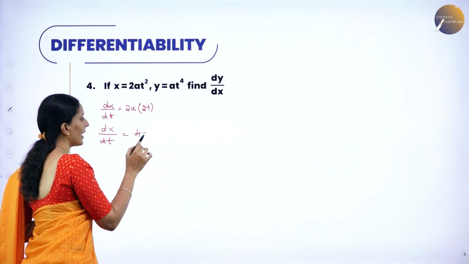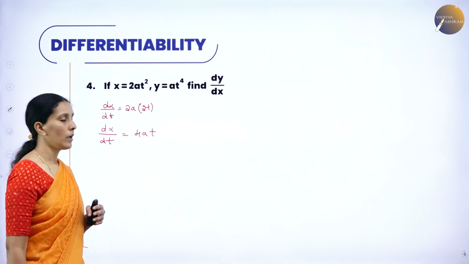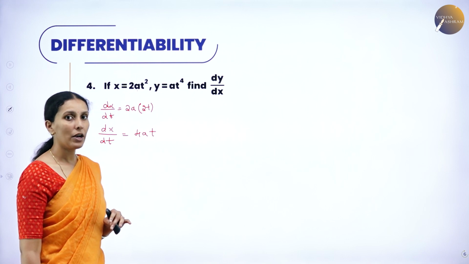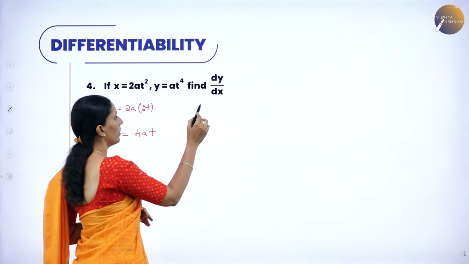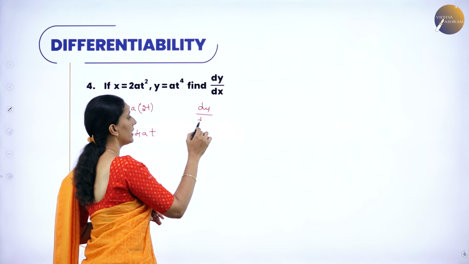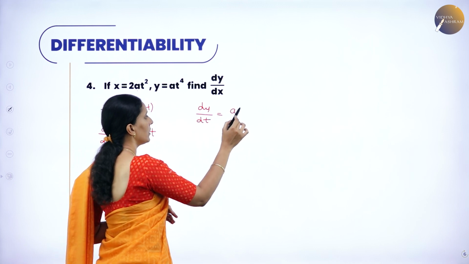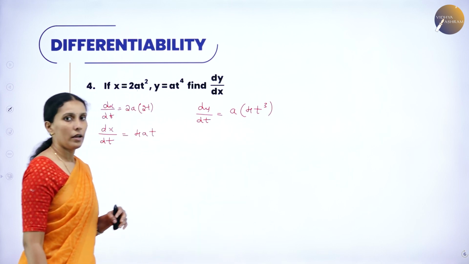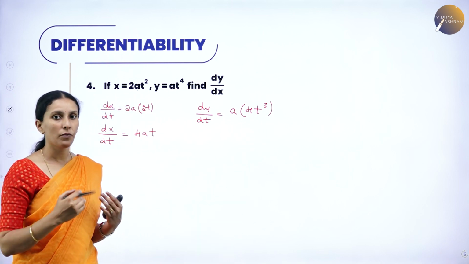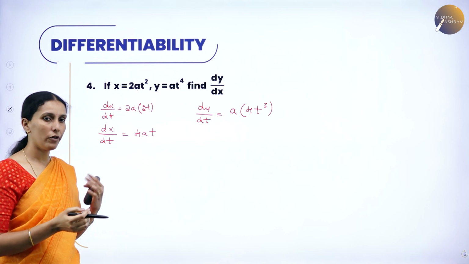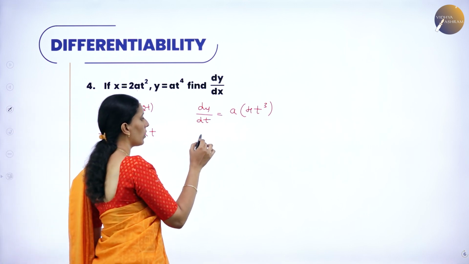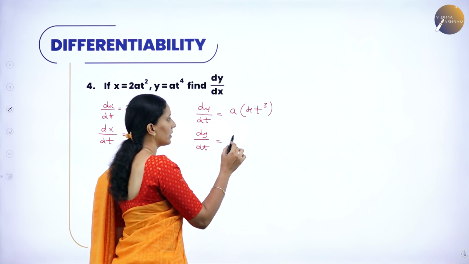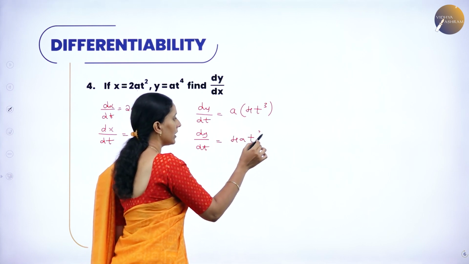It is 4at. Now, y is equal to at to the power 4 here. So therefore, dy by dt is equal to a into 4t cube. Because when you have x power 4, it is 4x cube. Similarly, when you have t power 4, it will be 4t cube. So therefore, what is dy by dt here? So dy by dt here becomes 4a t cube.